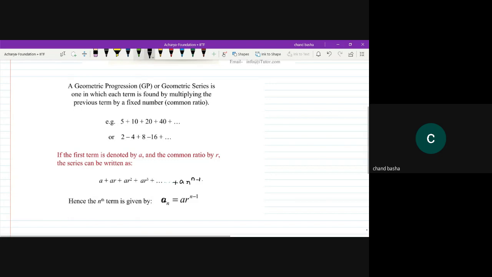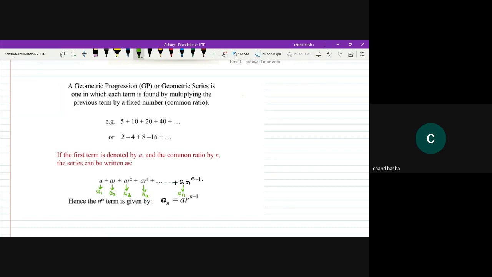Let us see here. From the given sequence, it is the first term, I can represent this as A1. This is the second term, this is the third term, and this is the fourth term. If you are observing, the first term is just A. Second term is AR. Third term is AR square. Fourth term is AR cube. Fifth term is AR power 5 minus 1. Sixth term is AR power 6 minus 1. Similarly, the nth term or general term is AR power n minus 1.